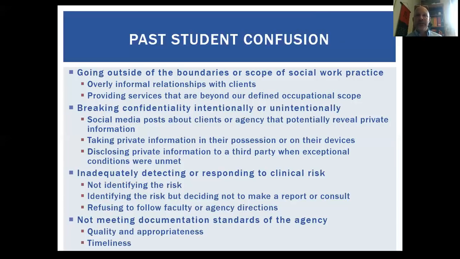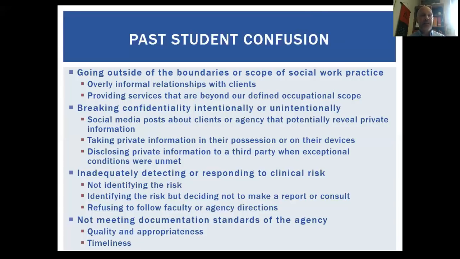Again, not to scare you, but I did have a student who knew how to dress a wound because she had been an EMT. She was doing a home visit. The client had an abscess, and she dressed the wound, but she wasn't in an EMT role. She was in a social work role, and she went outside the scope of our practice, and that's just where she got confused. So be aware very clearly of the professional boundaries.